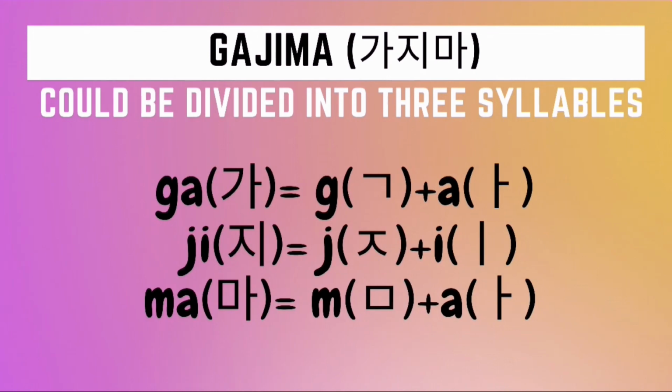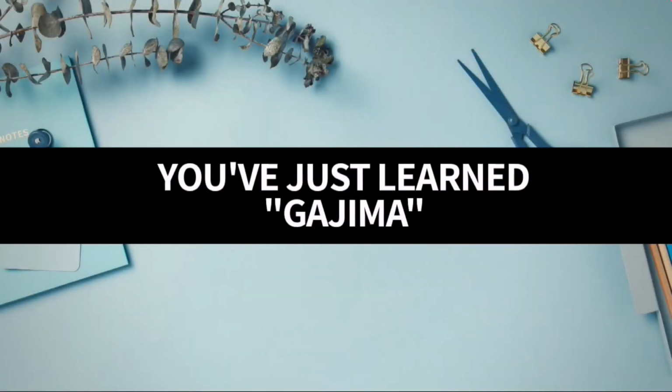Now, how do we spell gajima in Hangul? Let's start with the first syllable. To be able to write the syllable ga in Hangul, we need to draw first a giok character followed by an a character. For the second syllable ji, we need to draw first a jiot character followed by an e character. For the third syllable ma, we need to draw first a miyam character followed by an a character. And then, we just have to combine the three syllables to form the Hangul of the word gajima. And with that, you've just learned gajima.